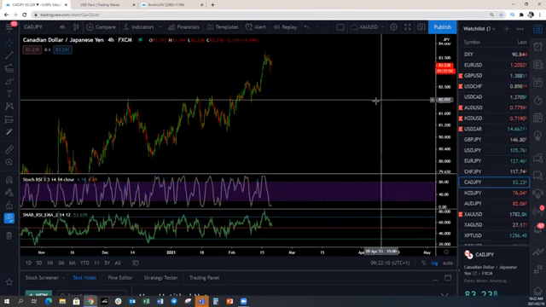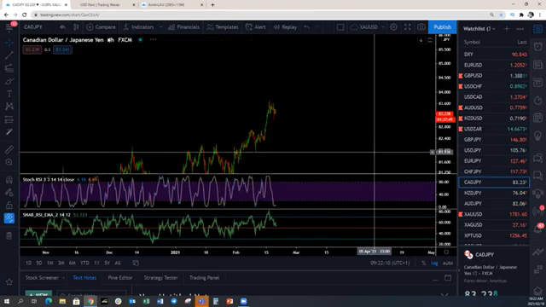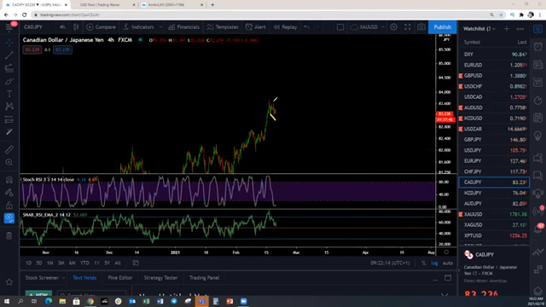Not really a trade setup there. CAD yen has got a potential trade setup for continuation to the upside. Again, this one looks like we've got 5 waves here in this leg, so a bit of a push to the upside. Let's have a look at this one. So it's showing us continuation to the upside on CAD yen.